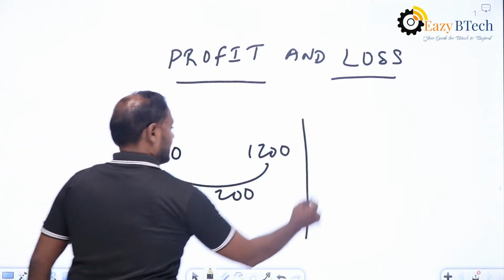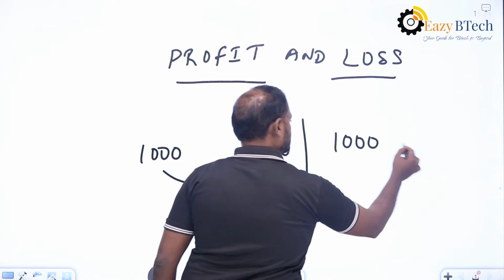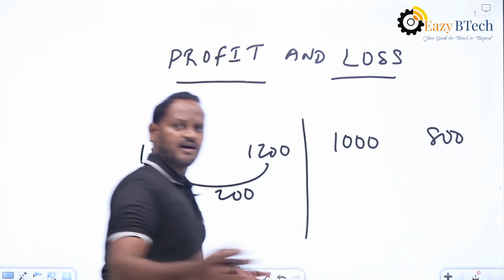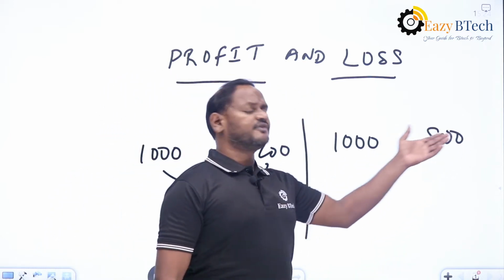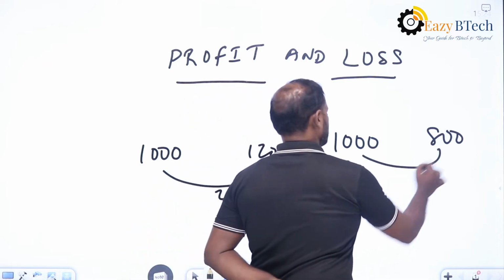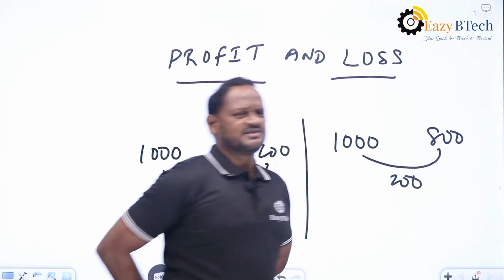Okay, same story. I bought an article for 1000 rupees and sold it for 800. Profit or loss? Logically it is loss, right? How much loss? 200 rupees loss. Very simple story, easy concept.